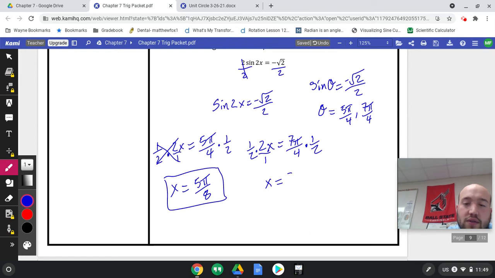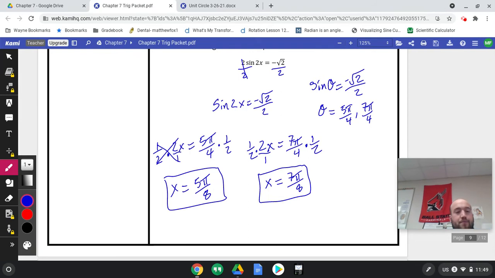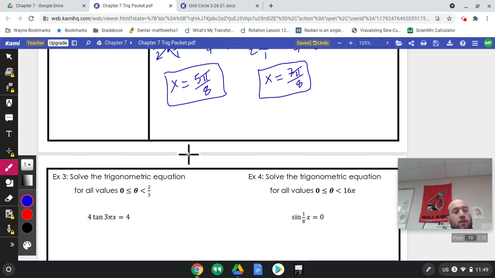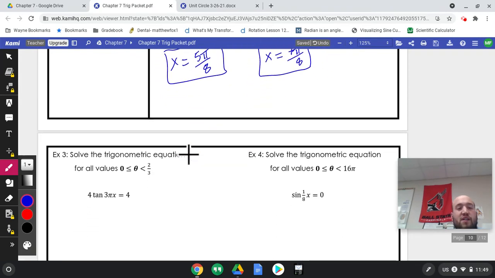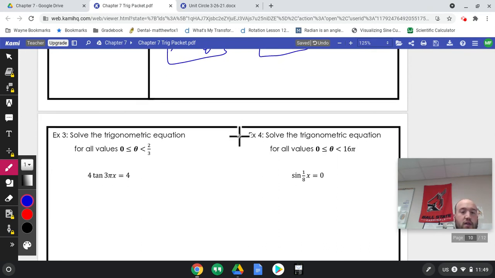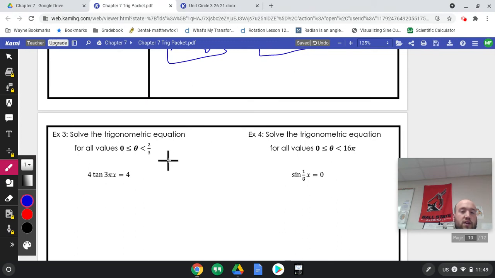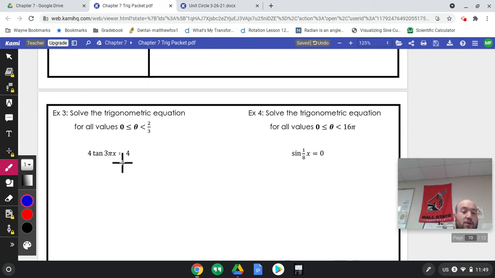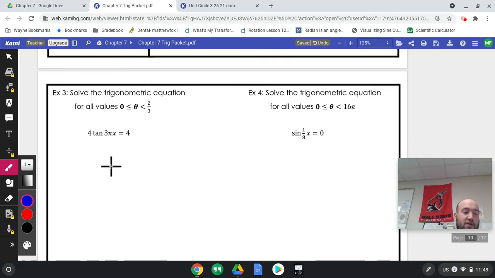X equals 7 pi over 8 for the other answer. All right, so flip it to the back. A few more problems. Same thing, but now it gets even a little more complicated. This one has like 3 pi in there, okay?